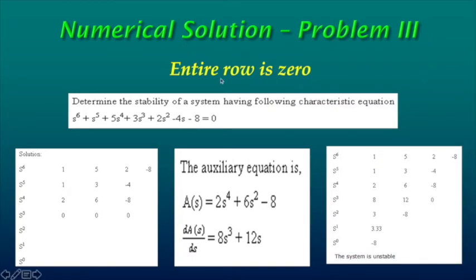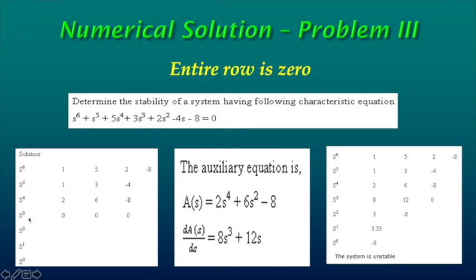So this numerical: consider the entire row is 0. Determine the stability of the system by this characteristic equation. Create row 1 and row 2, then form the third row. 1 into 5 minus 1 into 3 by 1, so this is 2. Then 1 into 2 minus 1 into minus 4 by 1, so this is 6. Similarly, 1 into minus 8 minus 1 into 0 divided by 1, so this is minus 8.